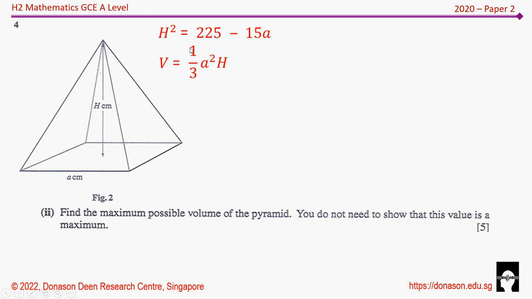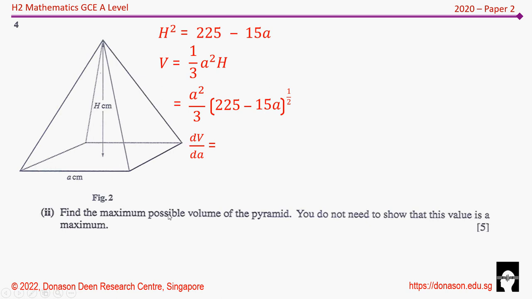So I can square root the right hand side to make capital H the subject, so as to substitute into the volume function. So V should be equal to A squared over 3, times the value of H, which is the square root of 25 minus 15A, or I can write it as power of half. So of course we have volume as a function of A, which is the length of the square base.